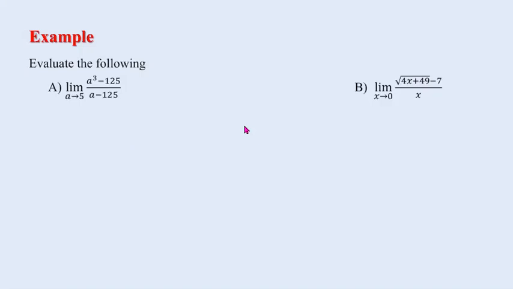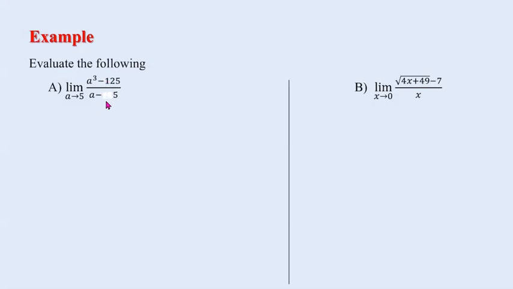Okay, let me draw a line in the middle to separate the work for these two. Now let's look at the first one. Part A, we have to evaluate the limit as a approaches 5 of (a cubed minus 125) divided by (a minus 5). If we try direct substitution in the denominator, when a goes to 5, it will be 5 minus 5, which is 0. So here you are dividing by 0.